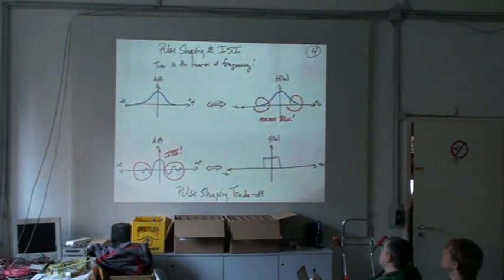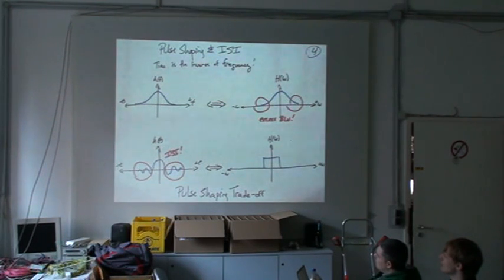Now, when you start doing pulse shaping, and again, this seems elementary, but this all plays into the radio modem later. When you start doing pulse shaping, you have a trade-off between excess bandwidth and ISI. ISI is intersymbol interference. Intersymbol interference is when energy from one symbol bleeds into the symbols around it.